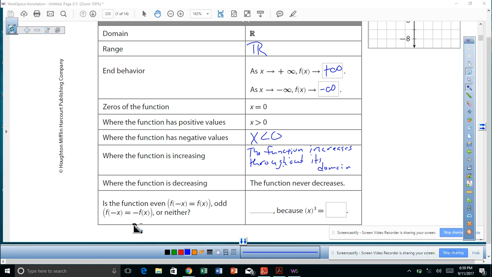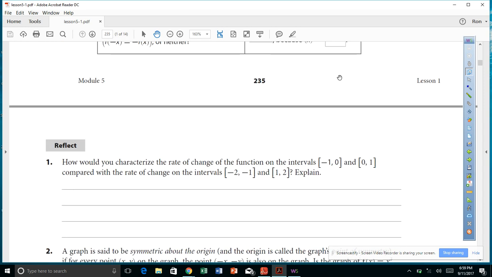Is the function even or odd? It is odd. Odd because the cube of negative x equals negative x cubed. And think about it. If you put negative 2 in there and you cube it, it gives you negative 2 cubed. They equal the same. That equals negative 8, and that equals negative 8. All right, good.